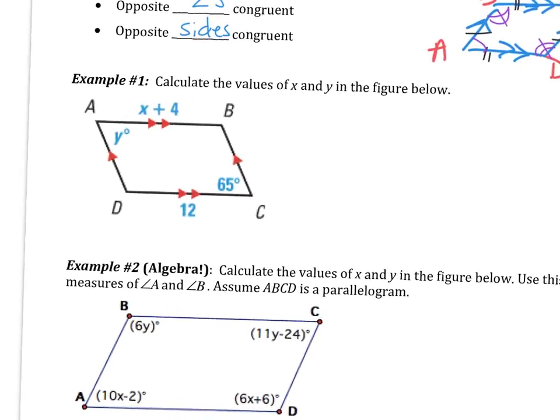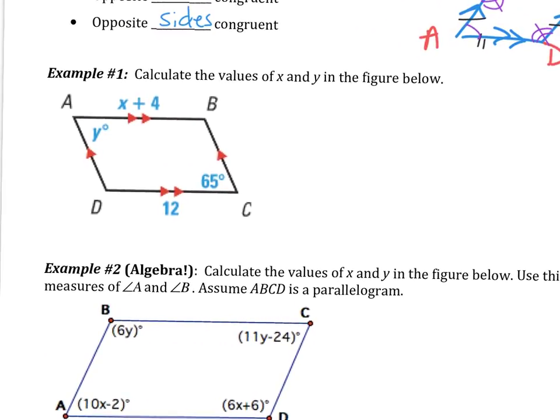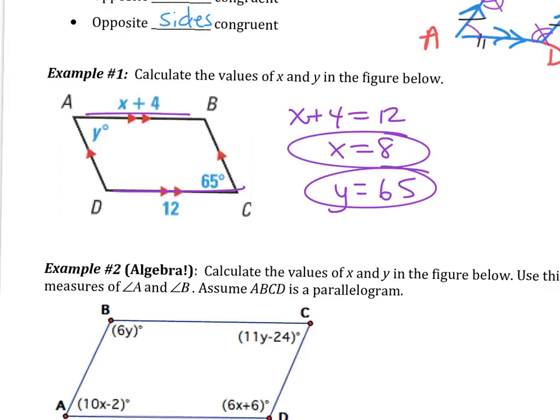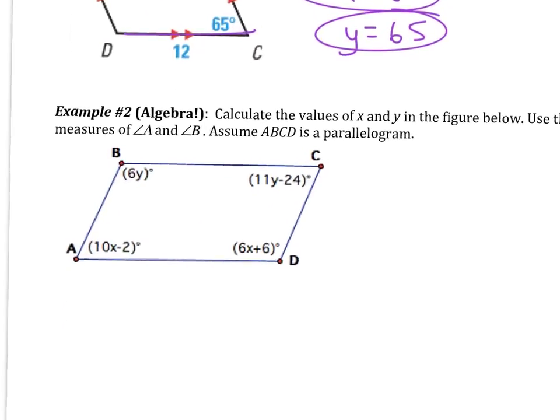All right, so the goal is to use it. So in example 1, can we solve for x? What does x equal? X does not equal 12. 8, because x plus 4 equals 12, x equals 8. So, understand that the opposite sides are equal to each other, set them equal to each other. What does y equal? Easy one. Y equals 65. Okay? All right, example 2.